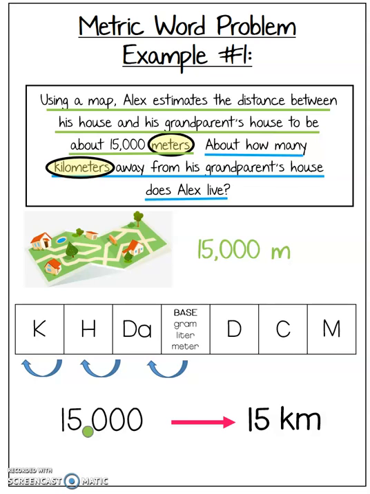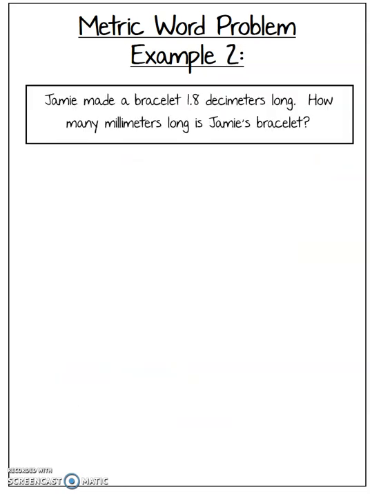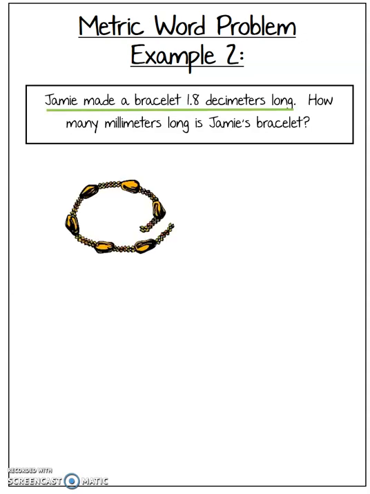Let's take a look at another example. In this word problem, it reads, Jamie made a bracelet 1 8/10 decimeters long. How many millimeters long is Jamie's bracelet? So I'm picturing a girl with her craft kit in front of her. I can very easily see that. The first sentence tells me Jamie made a bracelet 1 8/10 decimeters long.